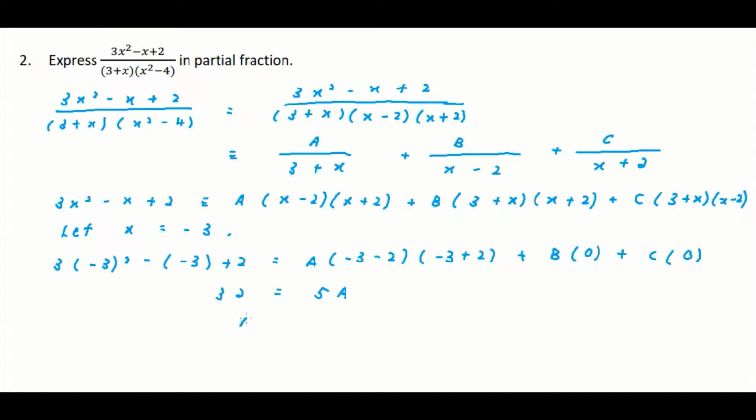Okay, so a will be equal to 32 divided by 5. So we do the same thing for b. If we want to find b now, how can we make a and c become 0? Meaning that if we want to find b, we need to let x be 2 so that we can get our b, right? Because a and c have a common factor, which is x minus 2.